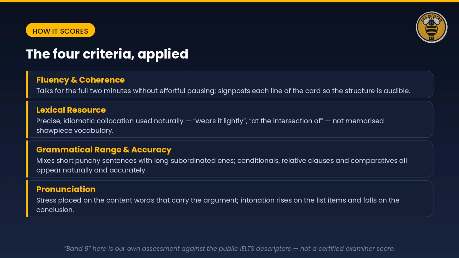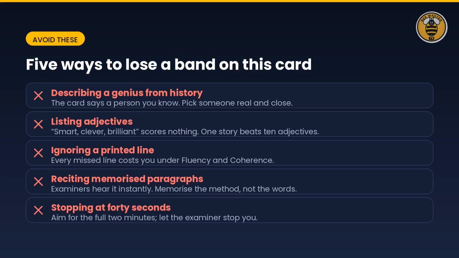And here is how the 4 criteria actually apply to this answer. Again, Band 9 here is our own assessment against the public descriptors, not a certified examiner score. Before you go, the 5 mistakes that cost most candidates a band on this exact card.